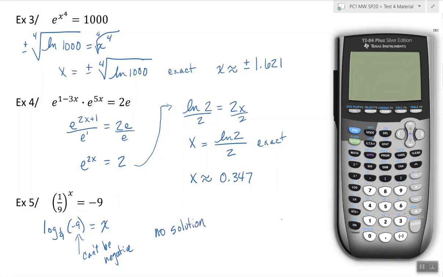And even if you want to try this in your calculator, you can do that. Let's try the log base button. So math, down to log base, and we have 1/9 and -9. If you still didn't recognize at this point that you can't do that problem, go ahead and put it in, and you get a non-real answer.